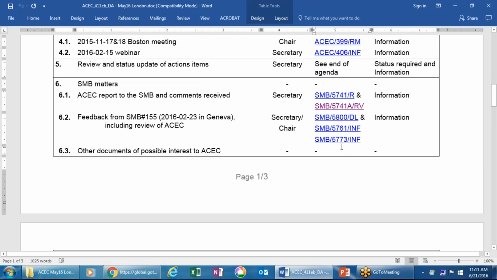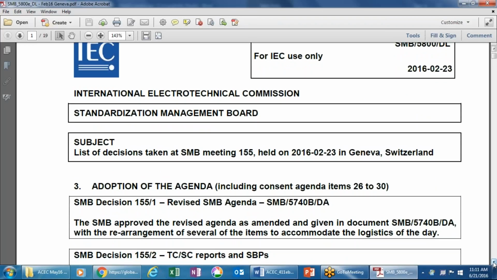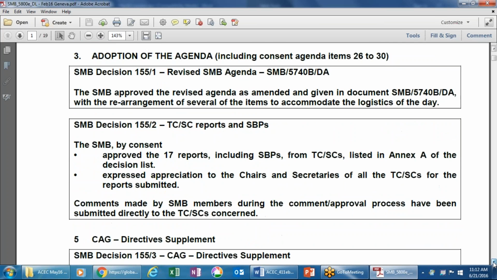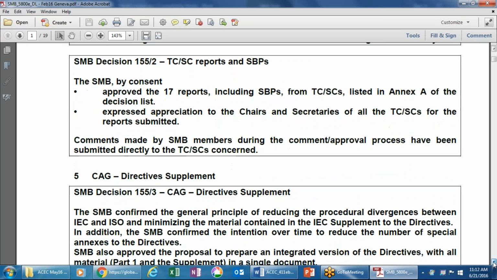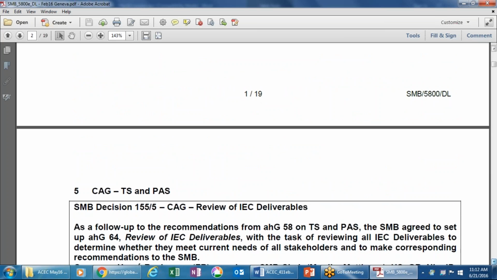There are other documents that I'm just going to be somewhat selective about here because we need to keep track of our parent organization. That's why we spend time going over SMB documents. And this is a list of decisions made at the meeting which is held in February. This is the meeting that I gave my presentation in Geneva. And you can see there's a bunch of decisions. I don't propose to go through them. But this is decision 3 I'm showing on directives. Decision 4 on the joint technical committee, JTC 1.